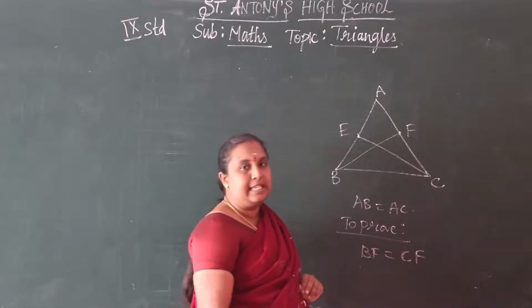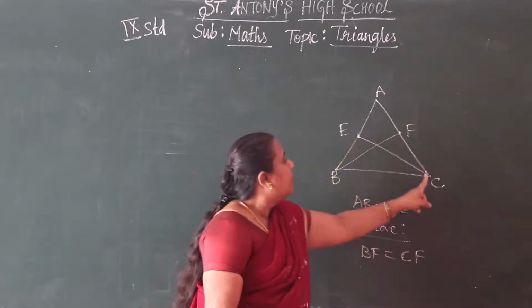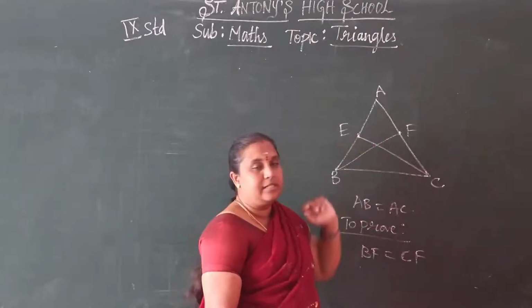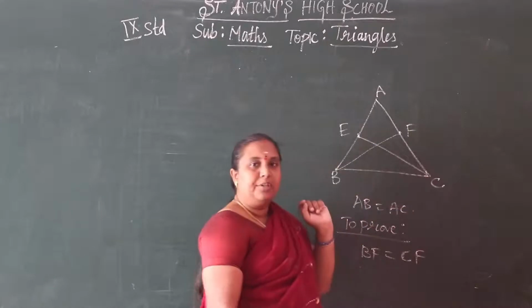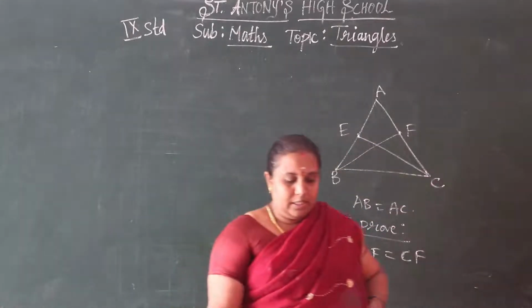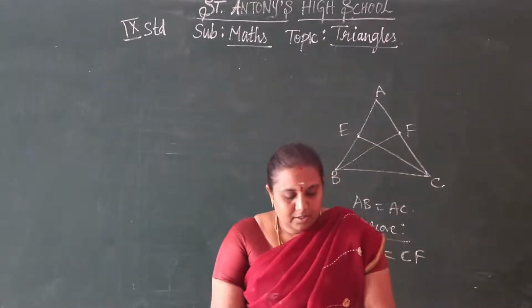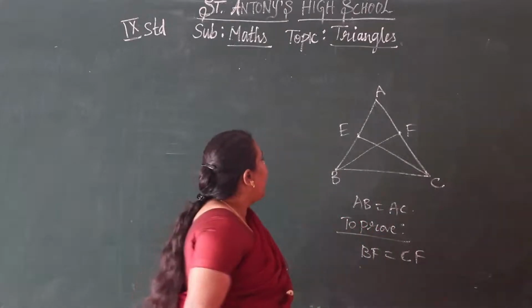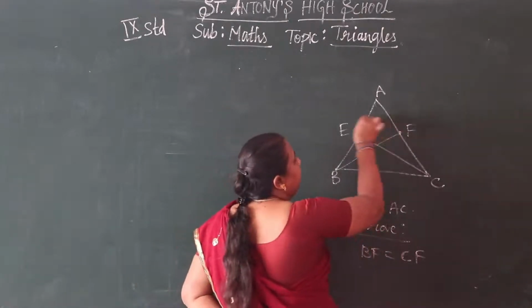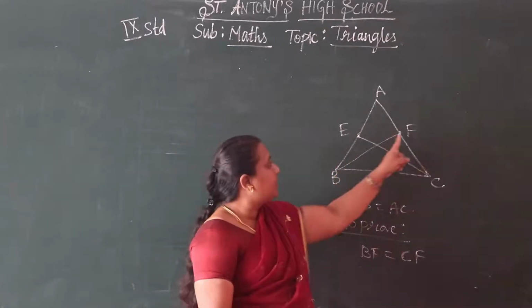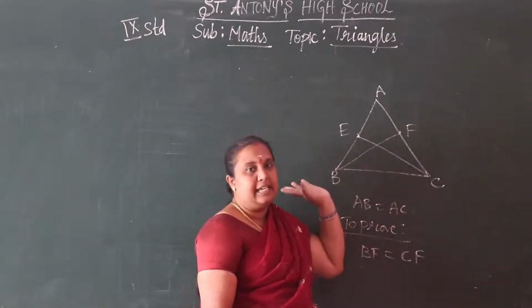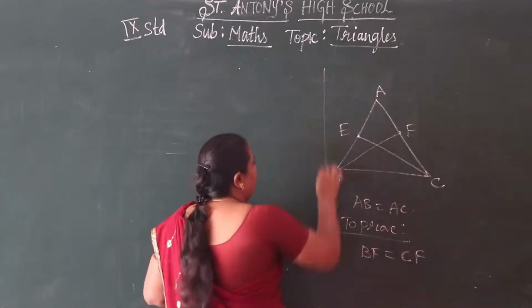BF equals CF. See, here BF is perpendicular to AC, and E and F are midpoints of equal sides. That is given. So what do we want to prove here? The side BF equals CE. Okay, so now let us prove this.